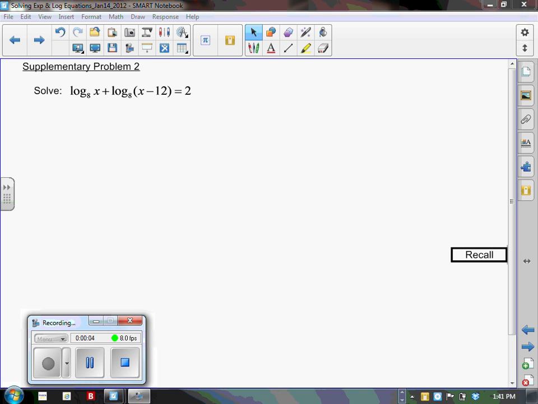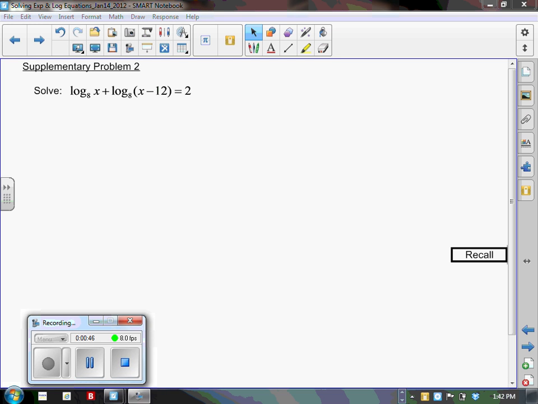In class today, you saw a number of examples that used different strategies for solving exponential and logarithmic equations. So this video is going to show a couple more particular equations that would have you approach them somewhat differently than the way we had approached solving the equations in the first few examples. So let's consider this supplementary problem where we have the log of x to the base 8 plus the log of quantity x minus 12, also to the same base, being equal to 2.